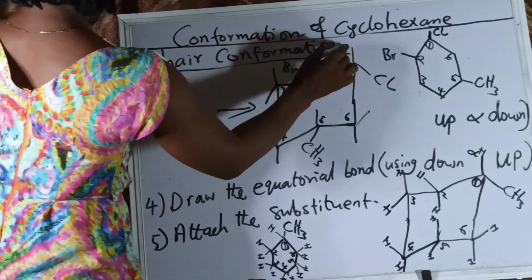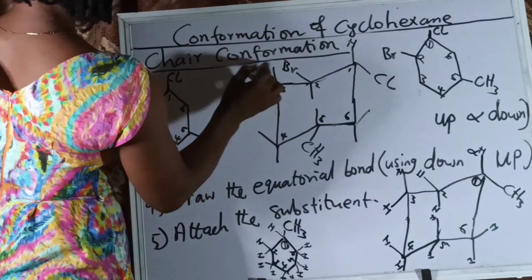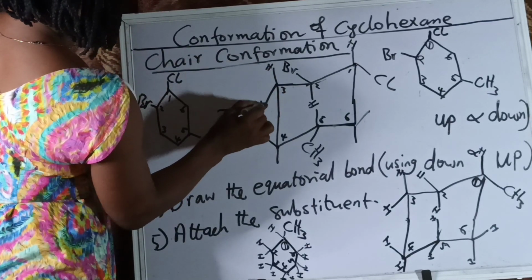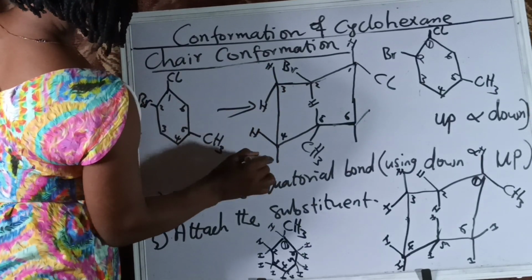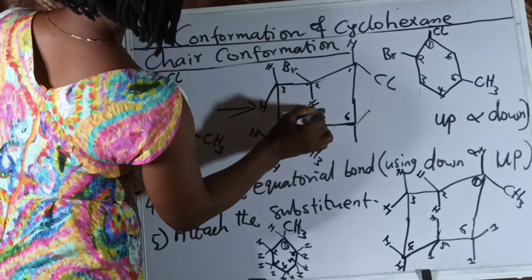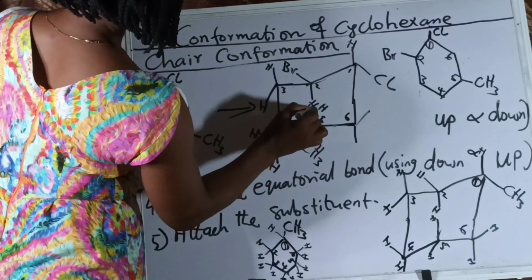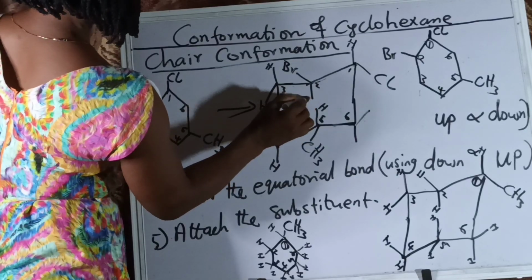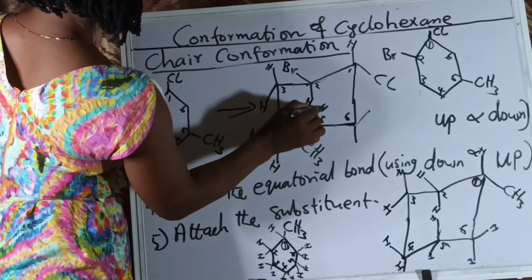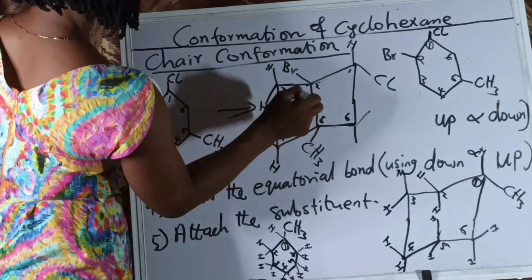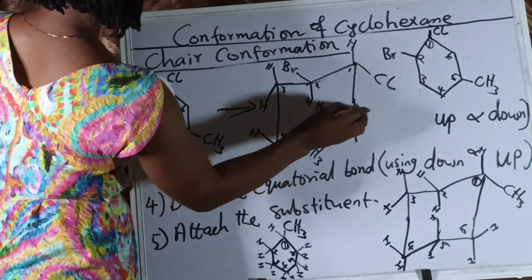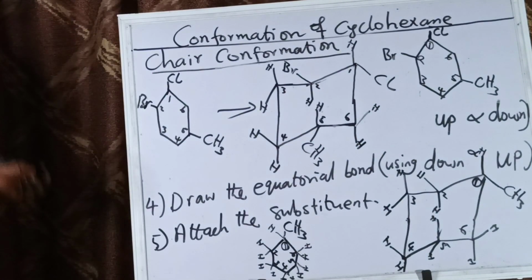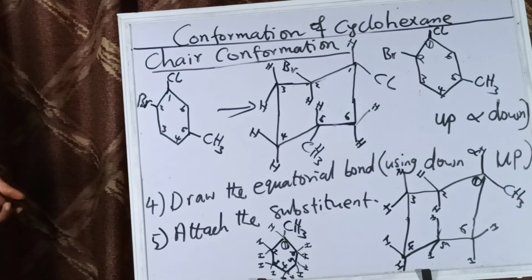So you just assign your hydrogens. Remember, this hydrogen is attached here. Let me put this one here so that you don't get confused. And that is it. So is this difficult?